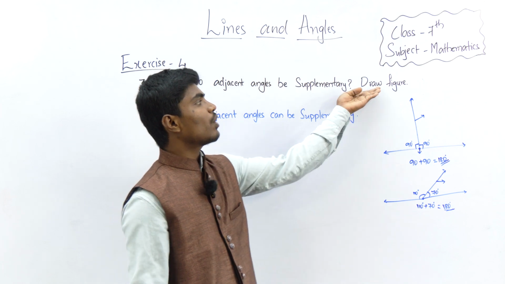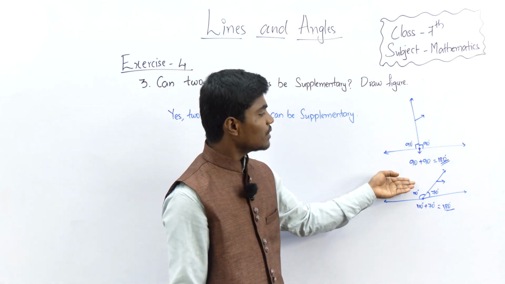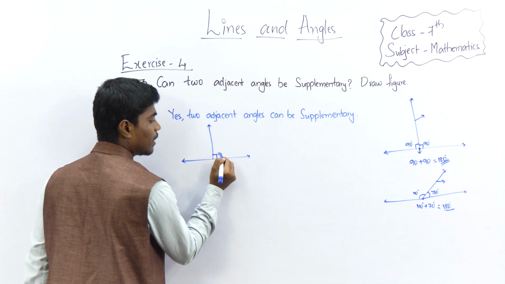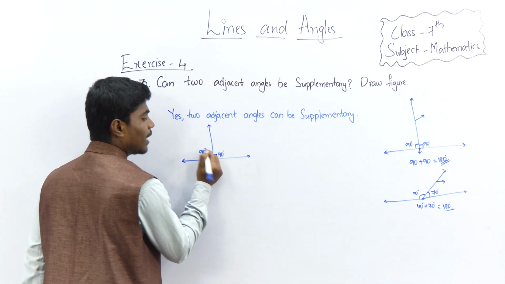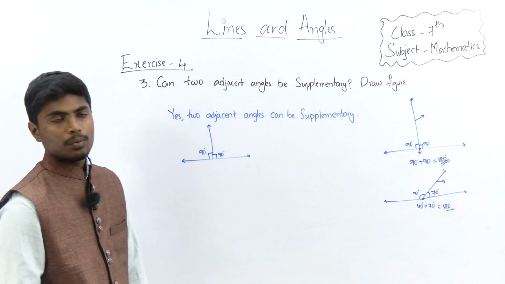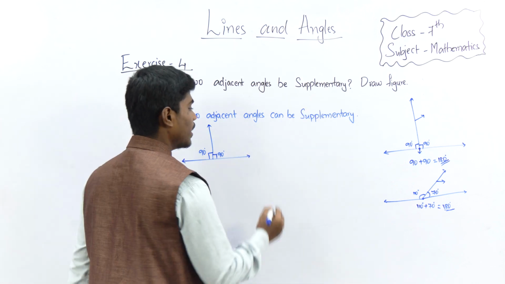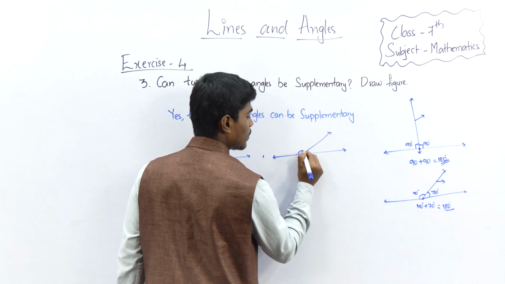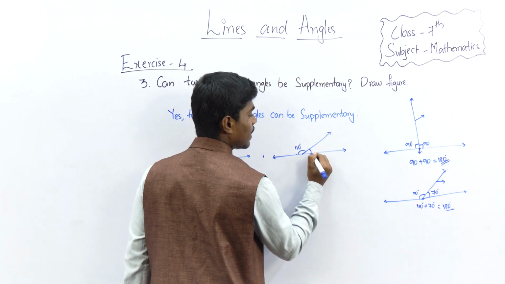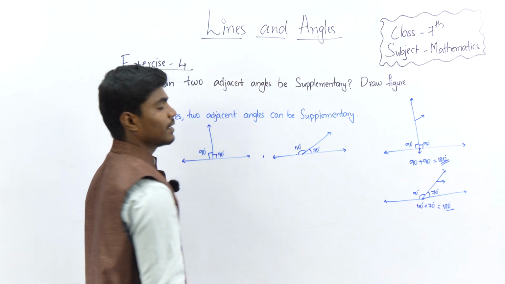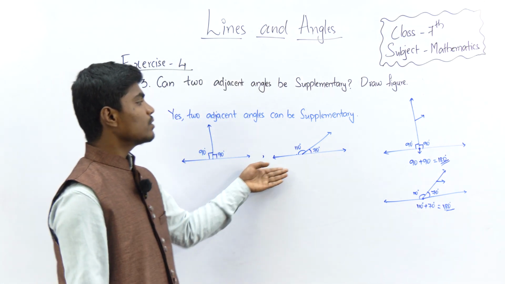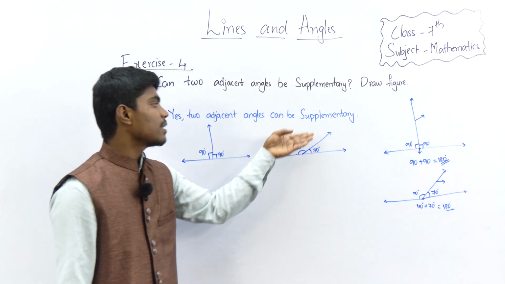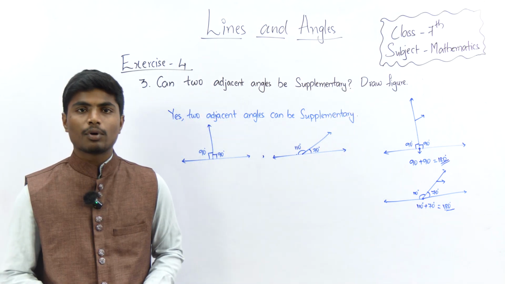So we have to draw the figure. These two are the figures. We can draw 90 degrees and 90 degrees. This is one figure. And we can consider this also: this is 110 degrees and this is 70 degrees. These two are the figures. This is the solution for the third problem.